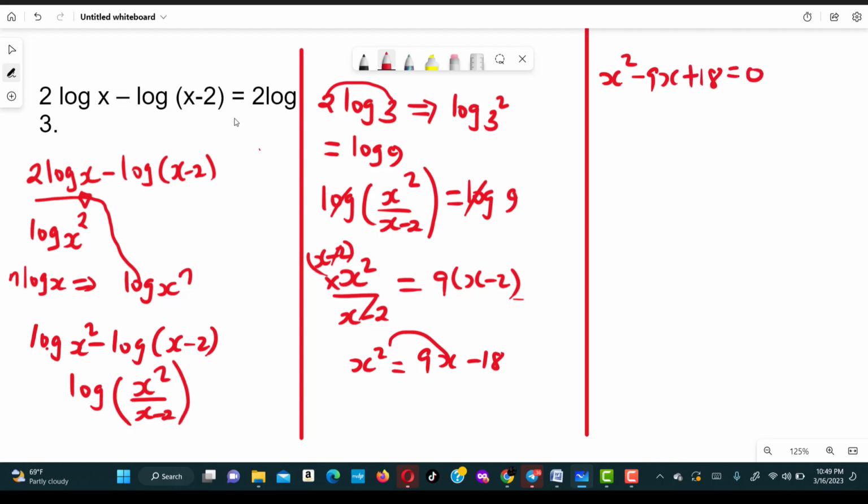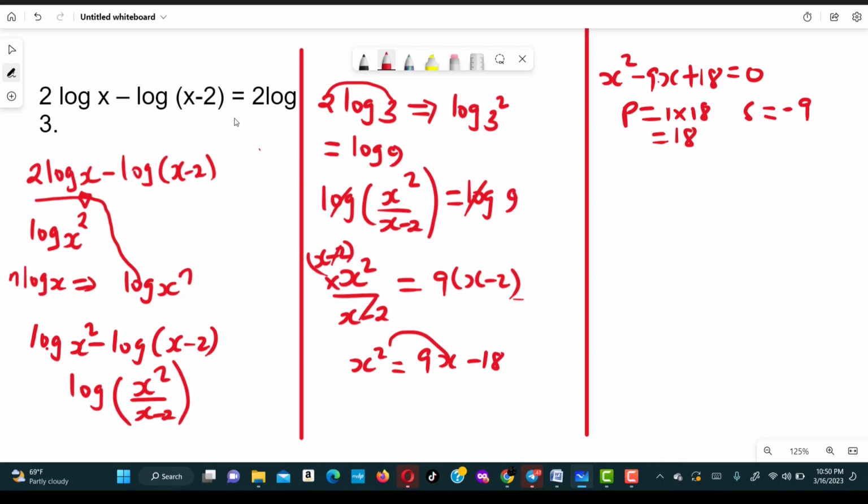is equal to 0. Now we have formed a quadratic equation, and we can solve this quadratic equation using the factorization method by using the product and sum rule. The product is the coefficient of x squared, which is 1, multiplied by the last term, which is 18, and that gives us 18. And the sum is the coefficient of x. In this case, it is minus 9.